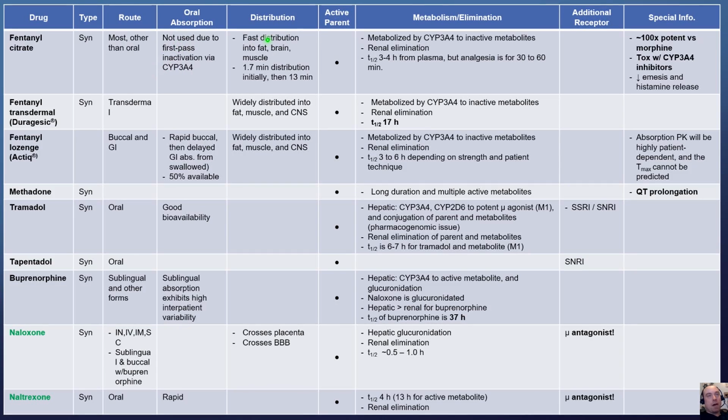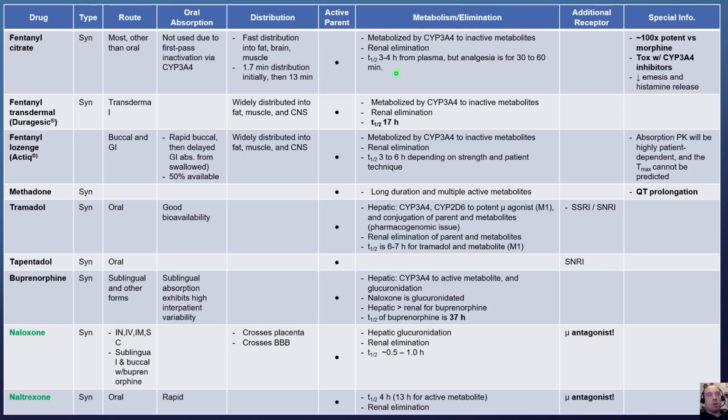It's one of the fastest drugs to distribute into the brain, fat and muscle. A very fast distribution rate at first, that's the initial phase, and then there's a secondary phase. So it's got, again, a very rapid distribution. And then it has, just like the other ones, renal elimination. And I have the half-lives on all of them, and those are probably not something you're going to have to commit to memory at any point.